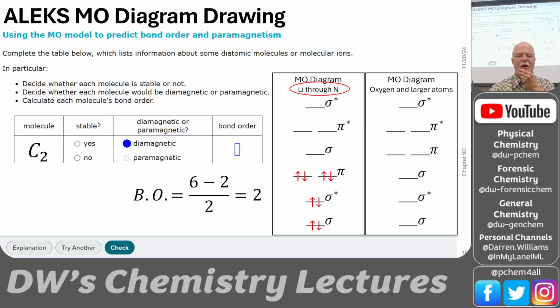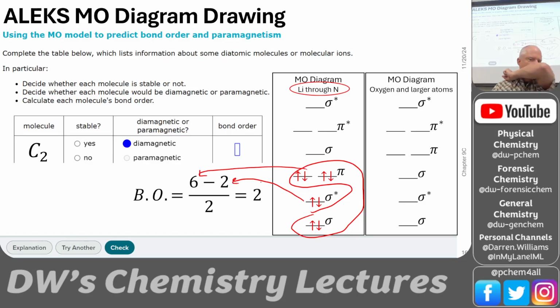We can calculate the bond order. So this is the 6 right here. That's the 6, and this is the 2. 6 minus 2 is 4, divided by 2 is 2, so the bond order is 2, and that means this is a stable molecule. So we would have an unstable molecule if we got a bond order of 0.